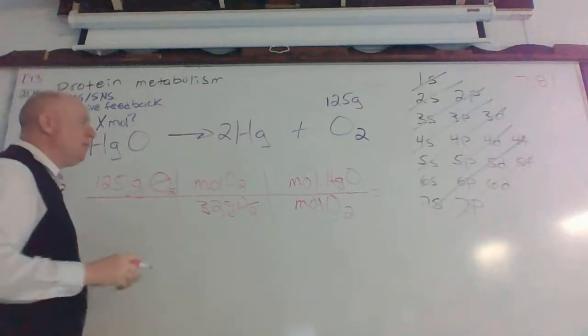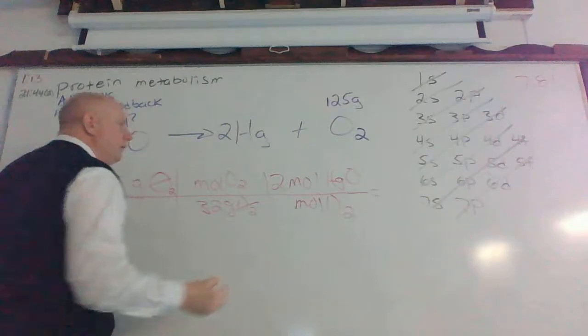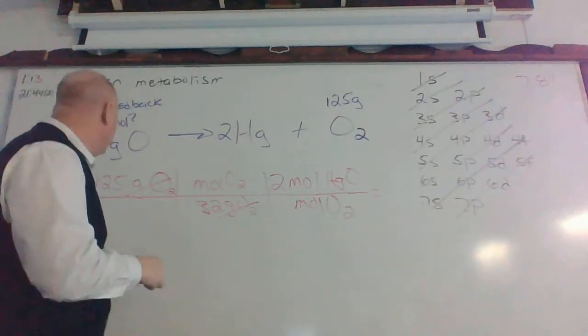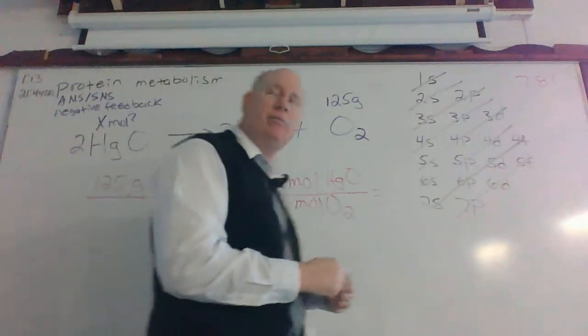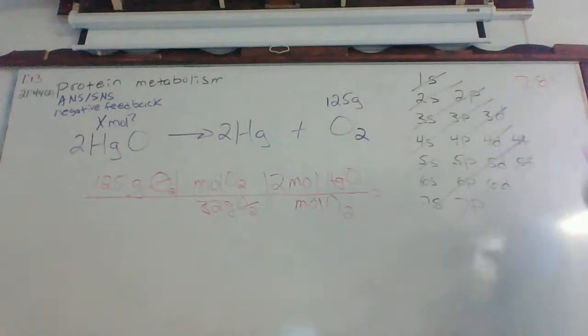Okay. Then we go back to here. We have a two there. So we put a two here. So 250 divided by 32 is what? Oh, what a coincidence. We got it written right there, 7.81.